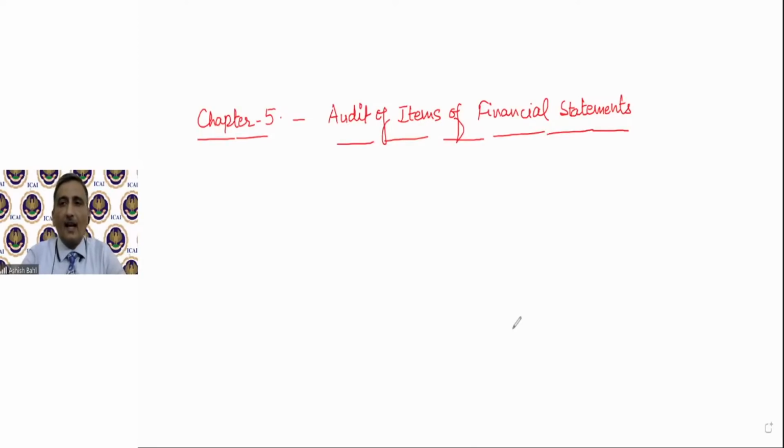So students, आज हम एक नया चैप्टर स्टार्ट करने जा रहे हैं. That is Chapter 5, Audit of Items of Financial Statements. So students, this chapter, as I have told you, is an extension of Chapter 4, that is audit evidence.